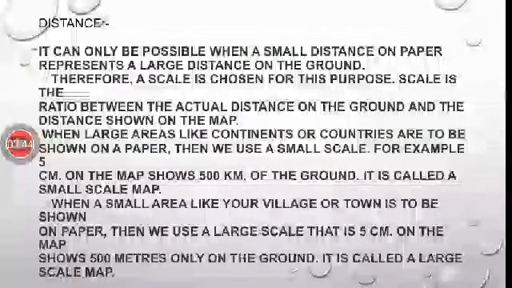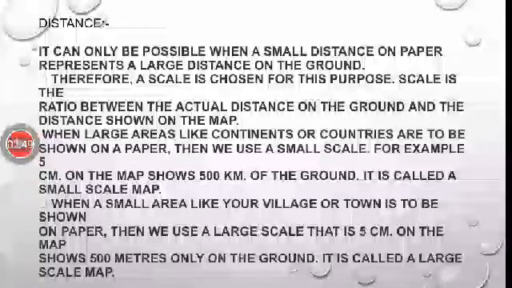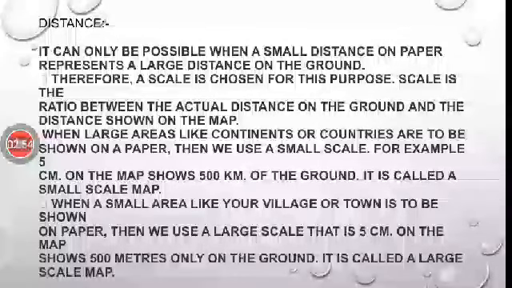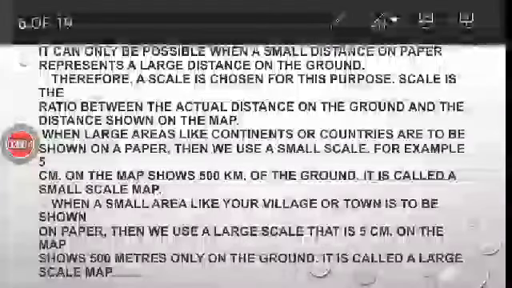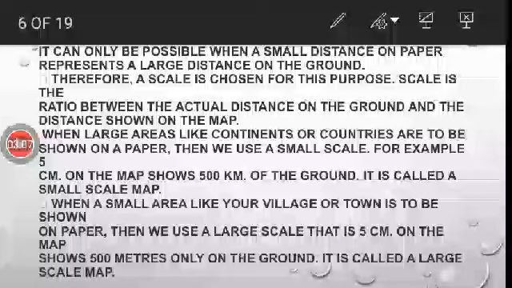Next component is distance. It can only be possible when a small distance on paper represents a large distance on the ground. Therefore, a scale is chosen for the purpose. Scale is the ratio between the actual distance on the ground and the distance shown on the map.